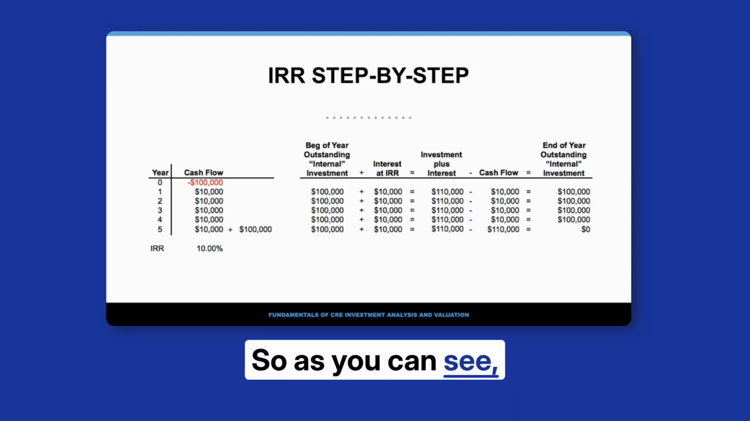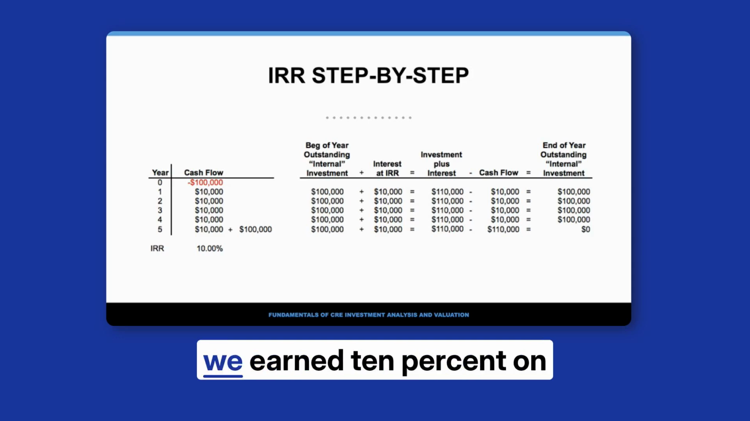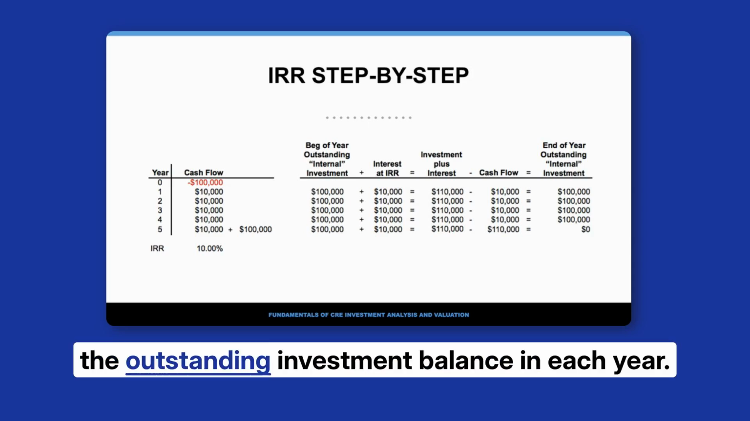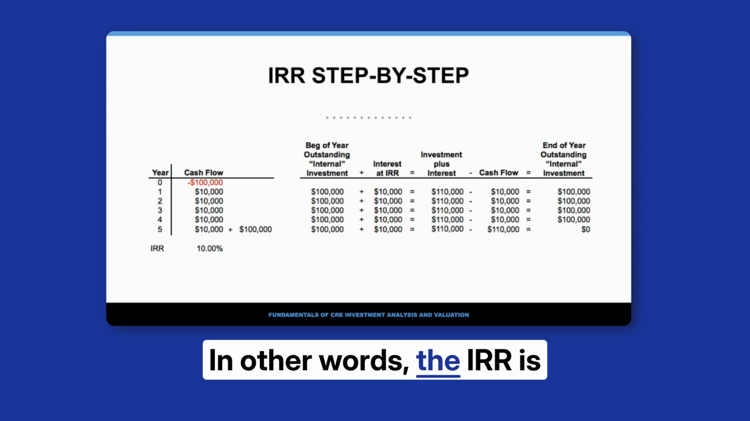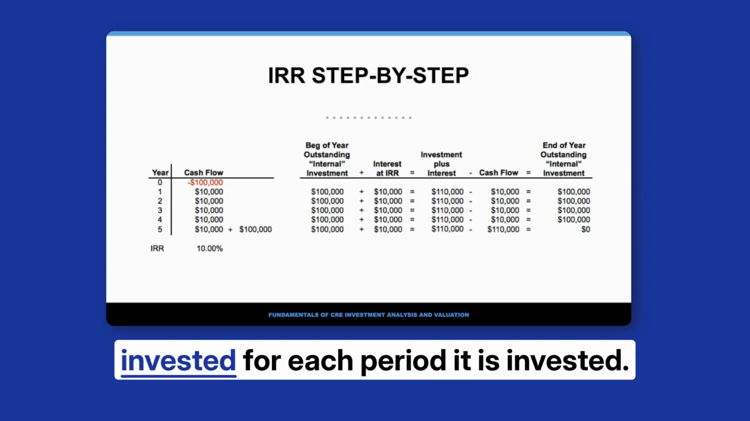So as you can see, in each of the 5 years, we earned 10% on the outstanding investment balance in each year. In other words, the IRR is simply the percentage rate earned on each dollar invested for each period it is invested.